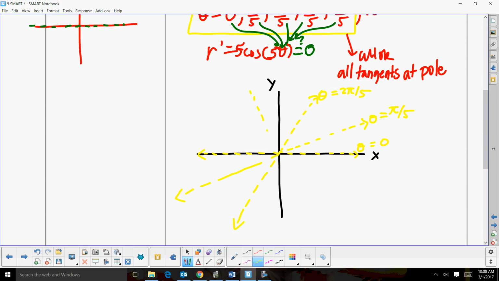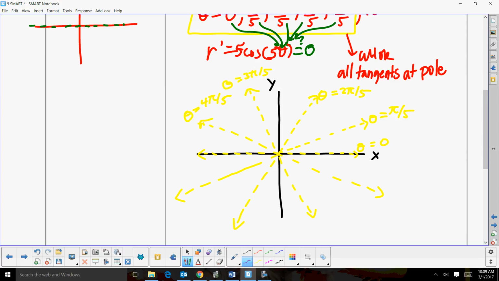Alright, and then we go to 2 pi over 5. And then we go to 3 pi over 5. And then we go to 4 pi over 5. It's kind of fun. This helps me.